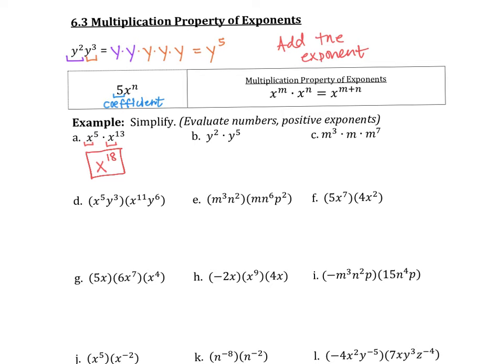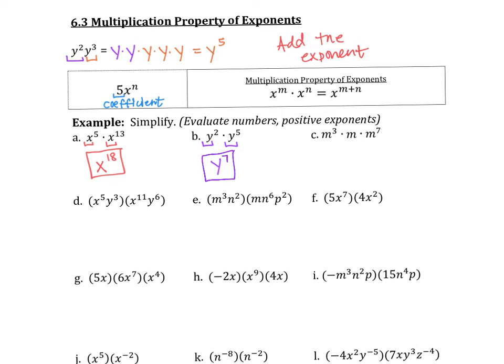Okay, let's go ahead and look at the next one. B is y to the second times y to the fifth. Let's see, they both have a base of y. So when I multiply them, I can add the exponents. So 2 plus 5 is 7.